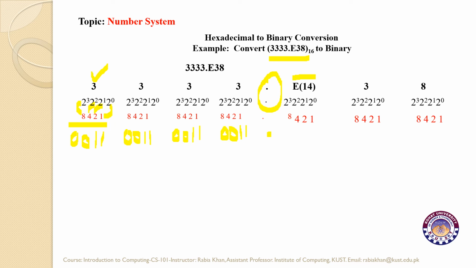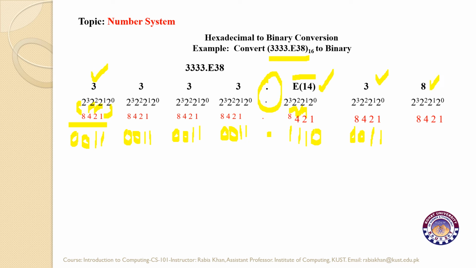Now the next digit is 14. Here you can see if we add 8 with 4 with 2, this will generate 14. So that means switching on the last 3 bits and switching off the first bit would generate 14. Similarly, the next number is 3. So switching on the first 2 bits and switching off the last 2 would generate 3.